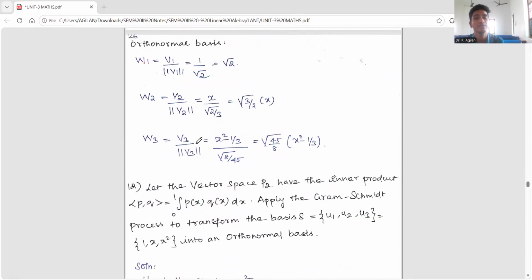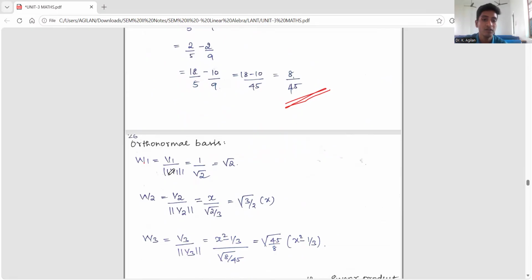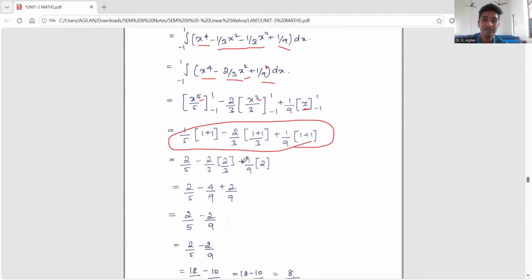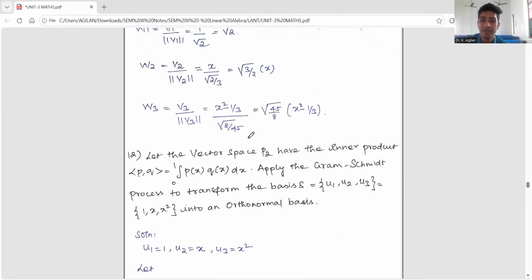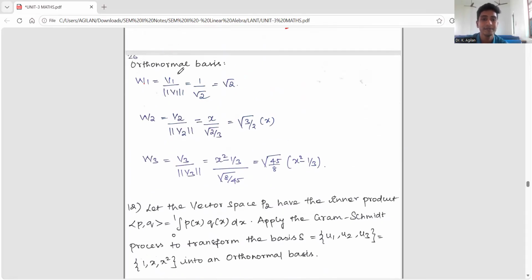So substitute all these values here. And also we know norm of V1 square is nothing but 2, which means norm of V1 equal to square root of 2. Norm of V2 square is nothing but 2 by 3, which means norm of V2 equal to square root of 2 by 3. Norm of V3 square equal to 8 by 45. That's why we found norm of V3 square here. Then square root of 8 by 45. Substitute these values and we can get 1 by root 2, just multiplication.